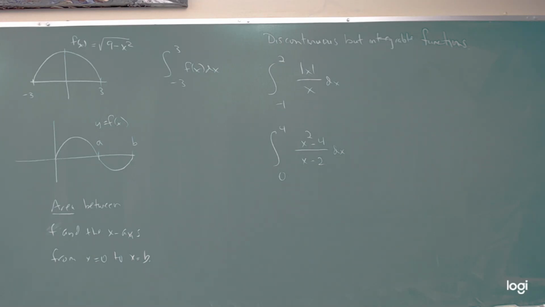So does it just maybe one? For this one, yeah, this one is just one. It's just the graph of x minus 2. Area 4. 8. 12.